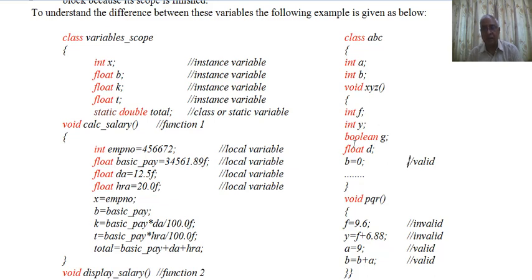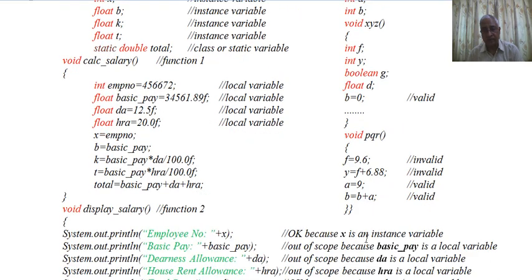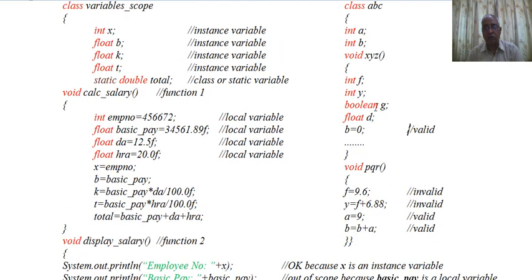These variables are local variables of xyz. You can say they belong to only the xyz function, whereas A and B belong to the whole class. For xyz also they are valid, for pq also they are valid, pqr. This is the second function, pqr, and it has some calculation over here. So you see here int f, int y, boolean g, float d. These are the local variables of xyz.